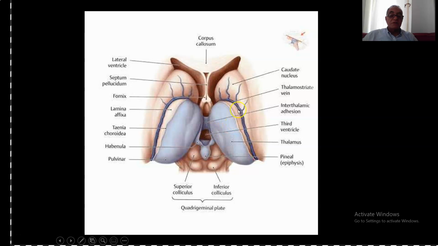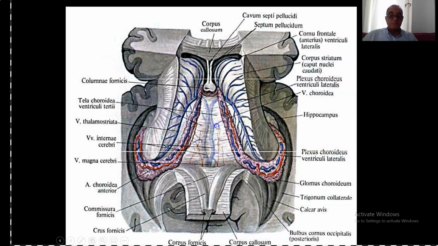Lateral to the thalamus, there is a furrow where is present the thalamostriate vein, where it unites with the septal vein at the foramen of Monro, forming the venous angle, forming the internal cerebral vein running on the roof of the thalamus.